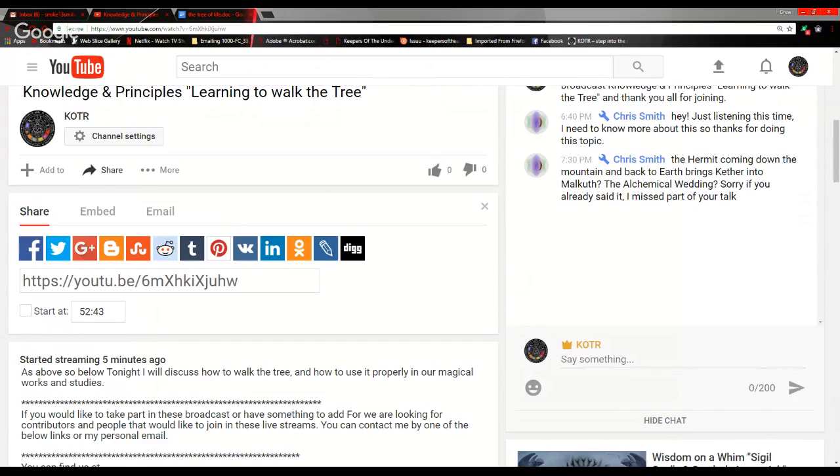Yes, Chris, the hermit coming down the mountain and back to earth brings KOTR into Malkuth, the alchemical wedding. I didn't cover it that way, but yes, that's a different way to put it, and it might help people to understand it. I didn't bring up alchemy. I did bring up alchemy a bit as a physical property. But yes, the alchemical wedding, bringing those things into our own personal universe.